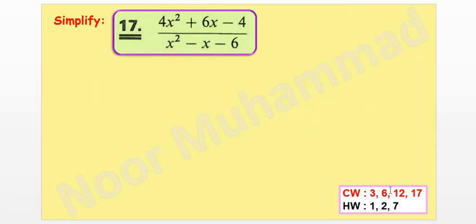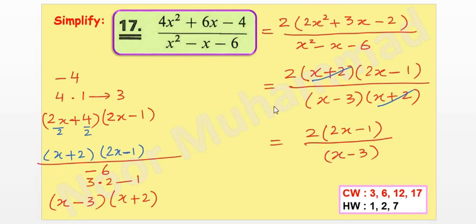Let's solve one more question. Here is question number 17. So clearly you can see that we have to factorize both the numerator and the denominator by using the AC method. So better pause the video here, factorize both of them, and then play the video to check your answers. So here is the answer for question number 17. This one is the answer. Let me explain how I got this answer.